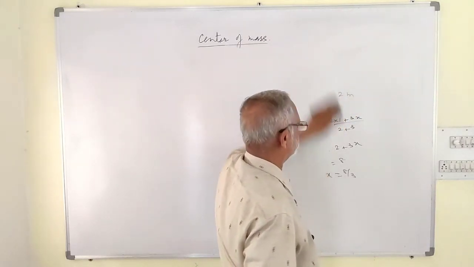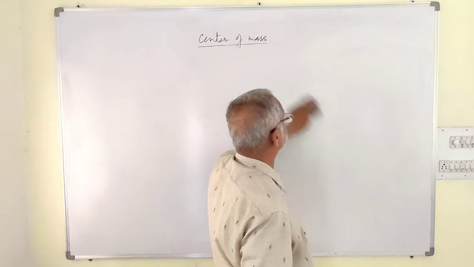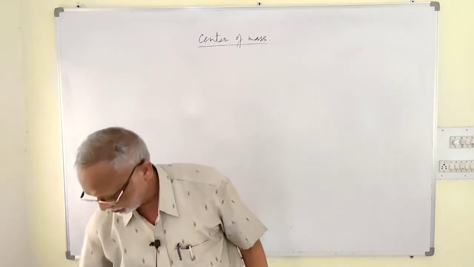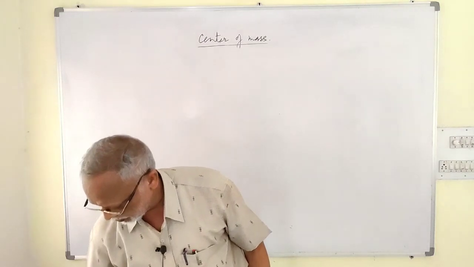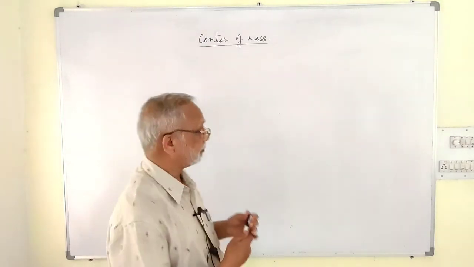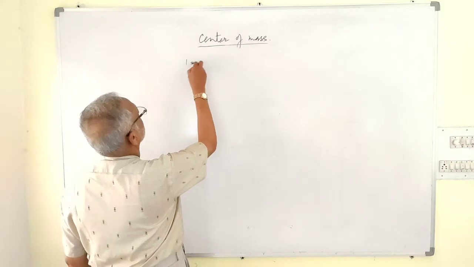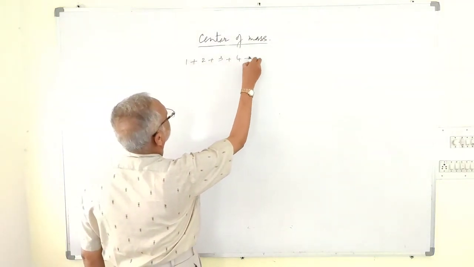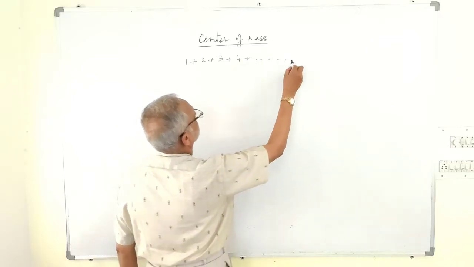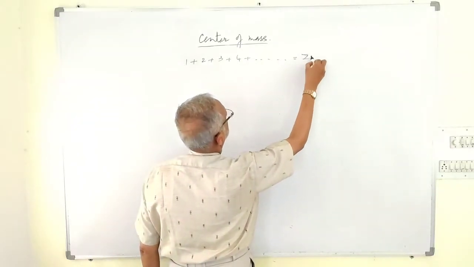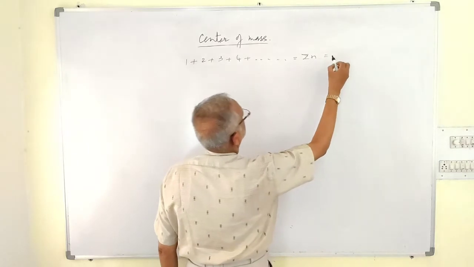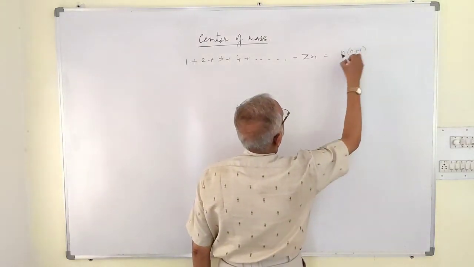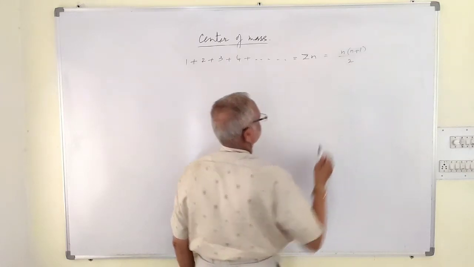We will be having 3 kinds of series in the center of mass case. One is 1 plus 2 plus 3 plus 4 plus and so on. This is also called sigma n. This is equal to n into n plus 1 whole divided by 2.